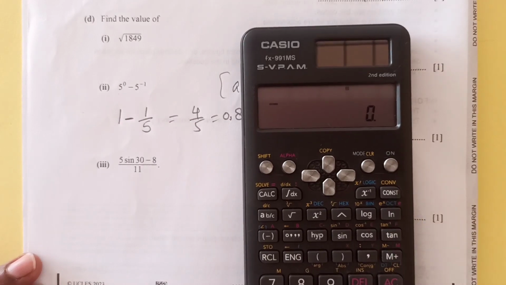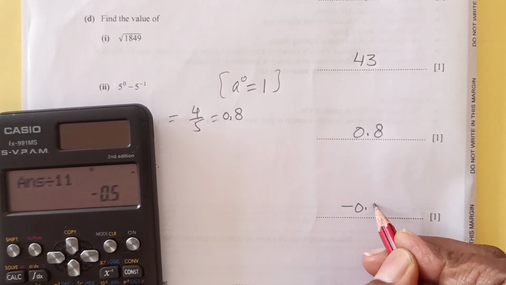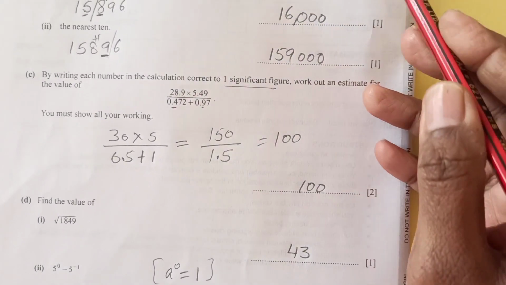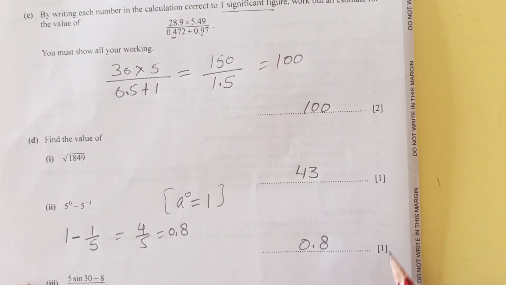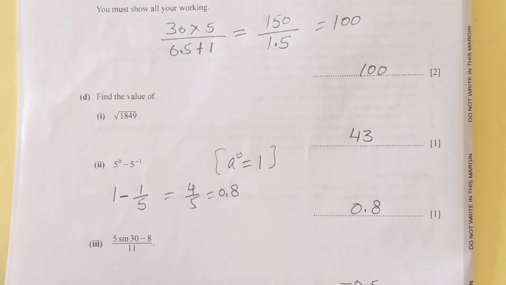Now number 3: 5 sine 30 minus 8, divided by 11. We can directly use the calculator. 5 times sine 30 minus 8, then divided by 11. So it is negative 0.5. Now you see, if you do this much in here, you can have 1, 2, 3, 4, 5, 6, 7, 8 marks. So they are very simple questions, and you are directly using the calculator for them. So try to put effort into these simple questions.